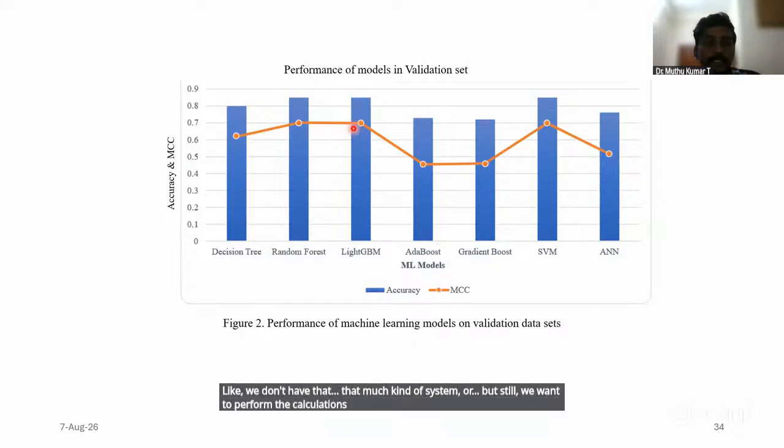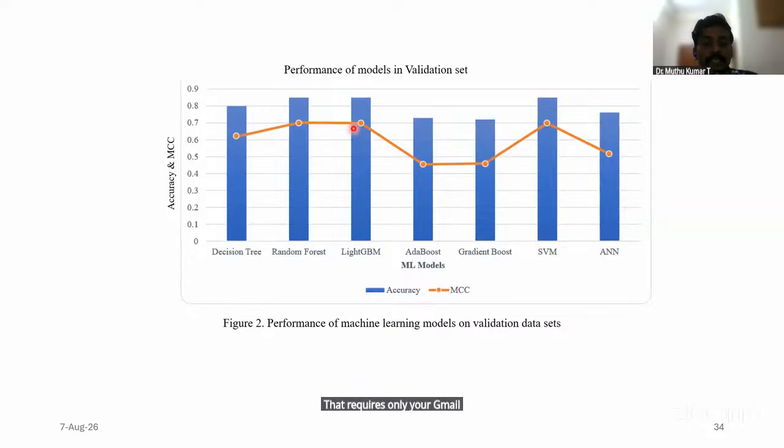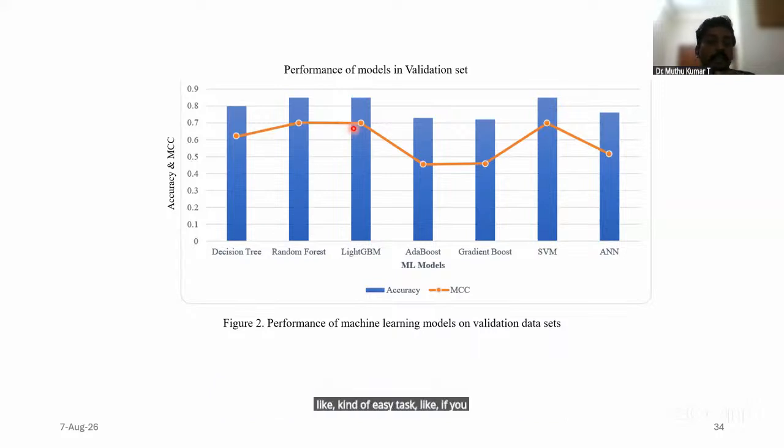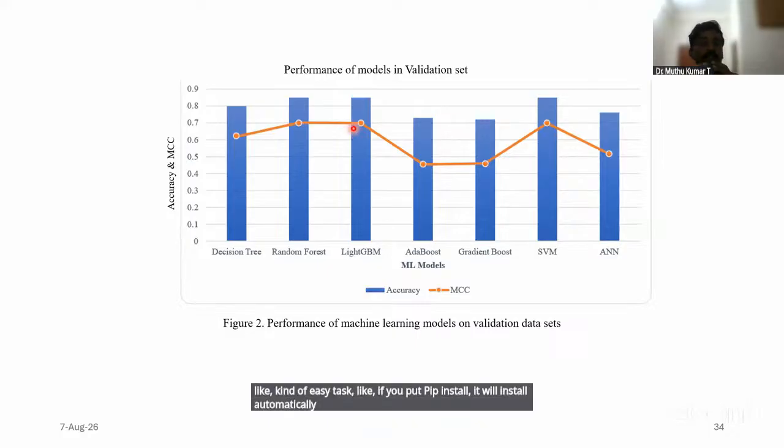the very best idea is Google Colab. Google Colab requires only your Gmail ID. Easily you can log in and create notebooks, and whatever code you want to type, you can run it. And installing packages in Google Colab is a kind of easy task. If you put pip install, it will install automatically. So these are all the several packages.